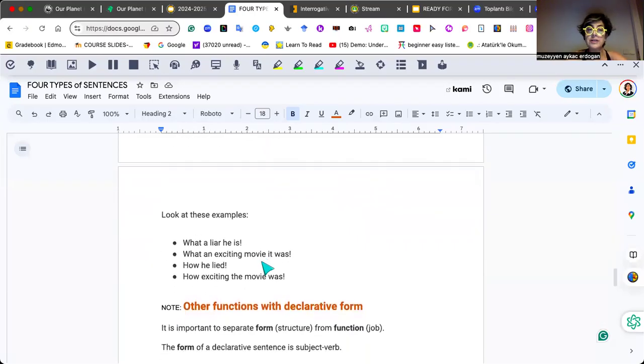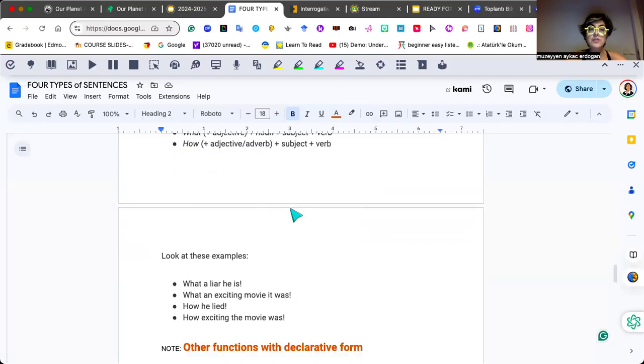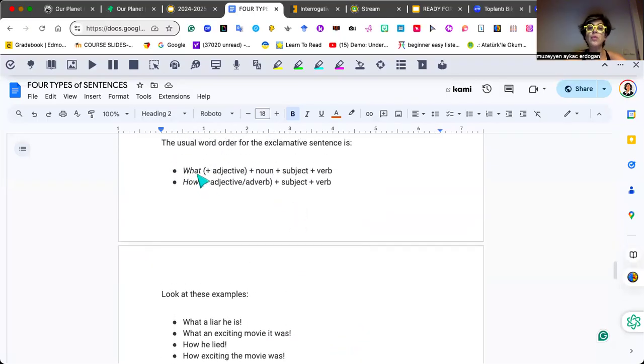What a liar he is. Okay, as you see here, first we use the question word, but of course this is not a question sentence. It is kind of an exclamation sentence. To make the meaning stronger, we use these question words here. Okay, how do we use it? First we put the question word and we add an adjective, and then we add a noun after the adjective, because to modify the noun we use an adjective before this noun. That's why first we use the adjective and then we use the noun.